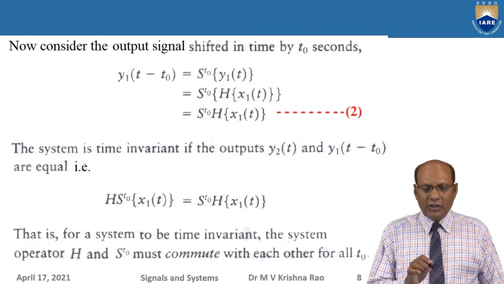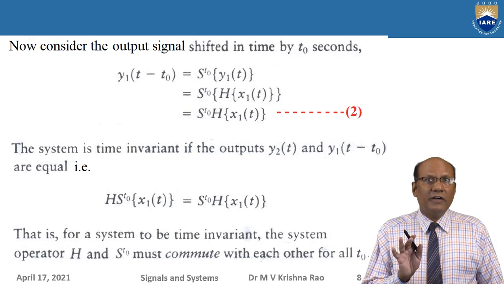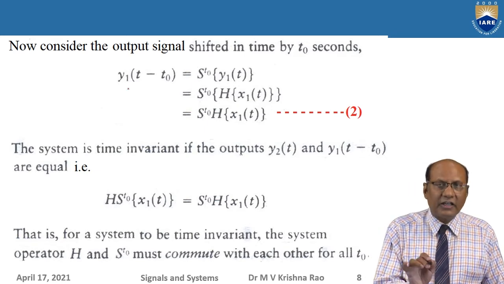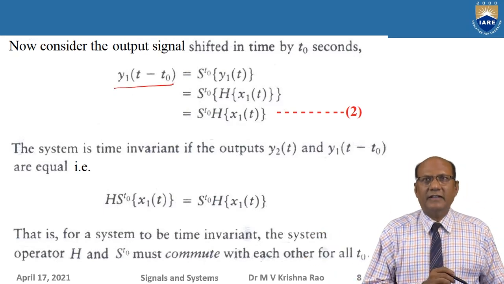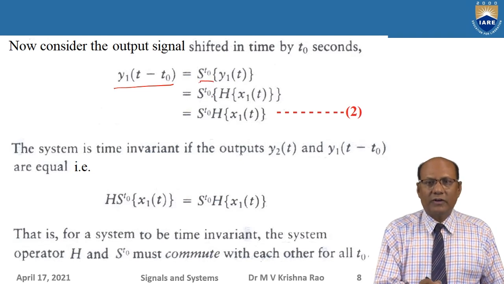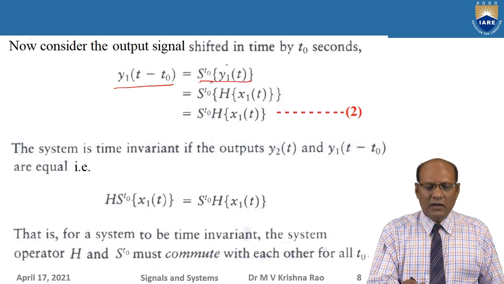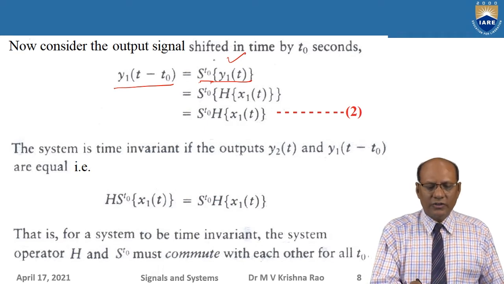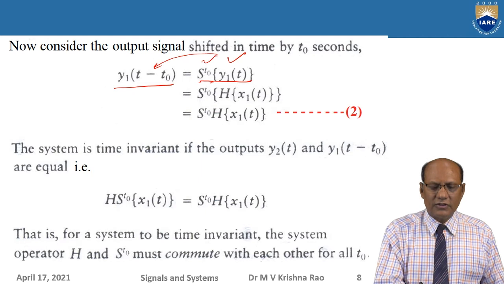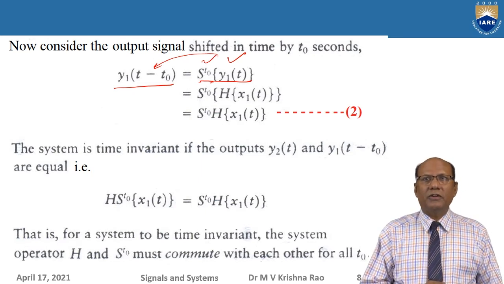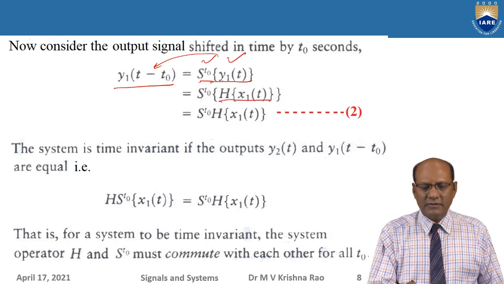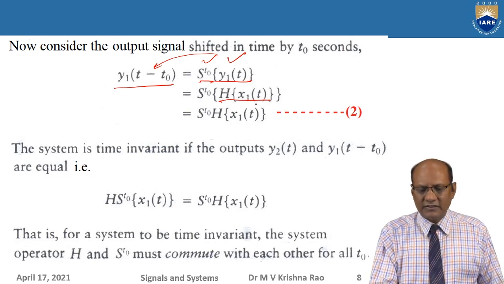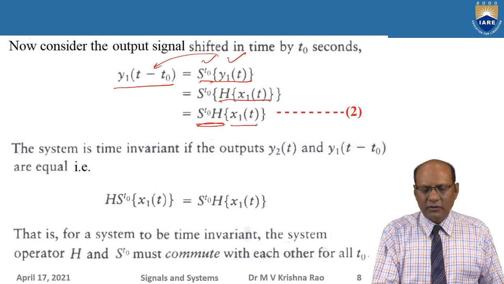Let us go to the second one. Now what I am doing, I have not shifted the input at all. I have just taken the output and shifted the output. Take output y1 of t, shift by t0 seconds. It is represented by s to the power of t0 y1 of t. The unshifted, original output is shifted by t0. Now replace y1 with H of x1, because y1 is obtained by the system operating on x1. Then take these operations on the original signal.